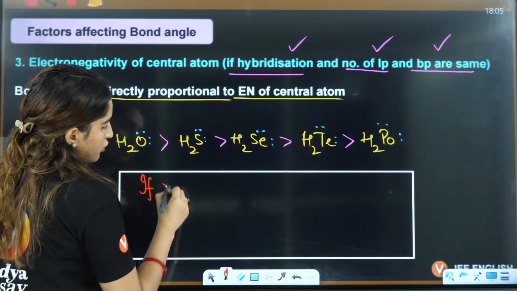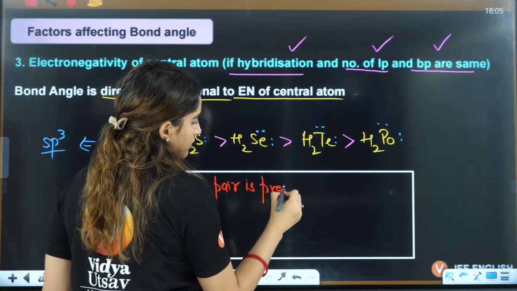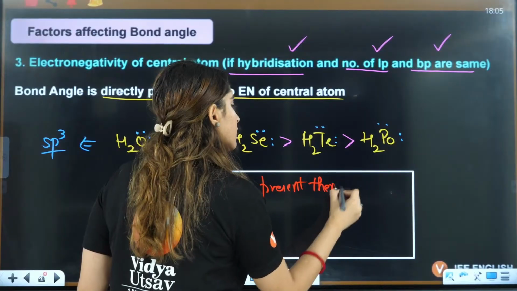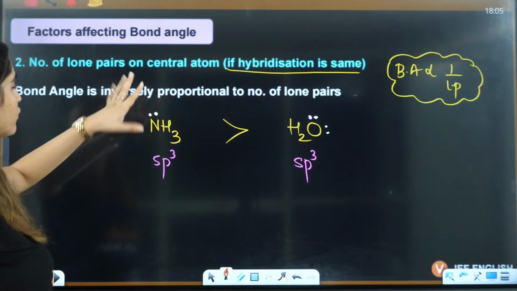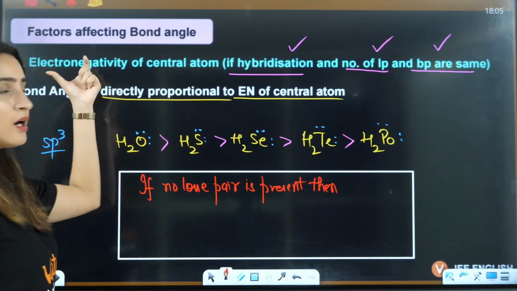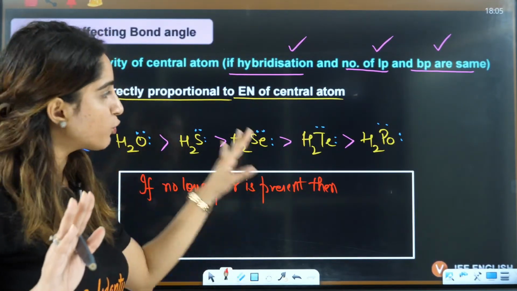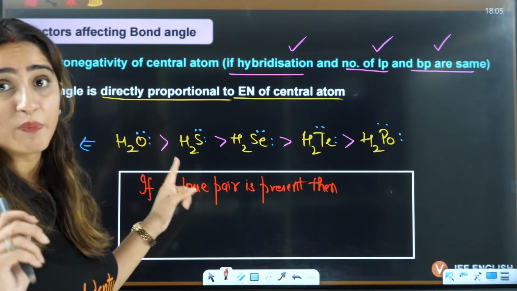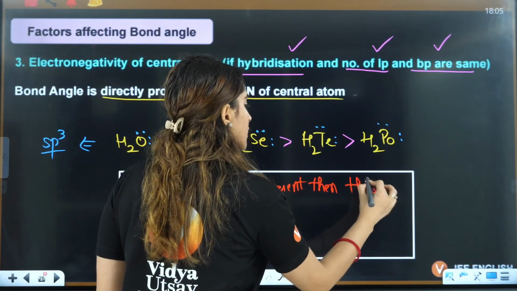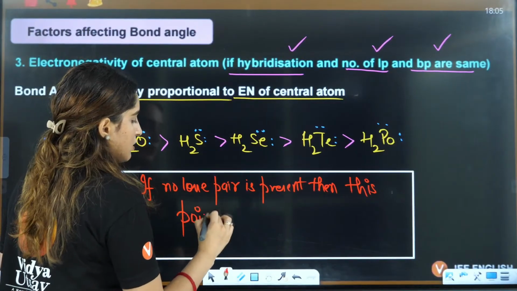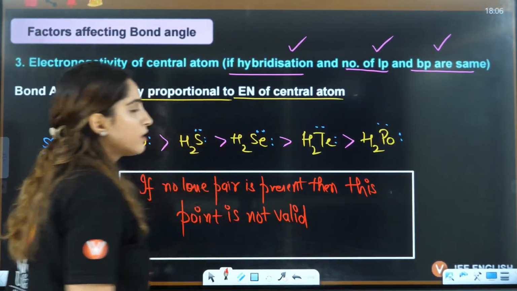If no lone pair is present, then here also the lone pairs are different only. Here the third point is that a lone pair must be present. If at least one lone pair is present, only then I can apply this particular relation. If no lone pair is present, then this point is not valid. Then you can't find the bond angle with this.